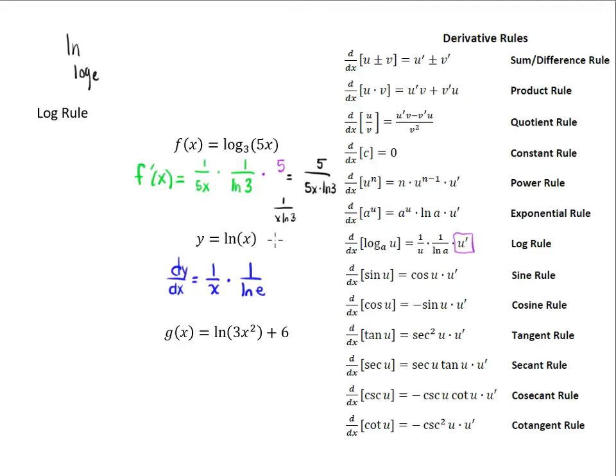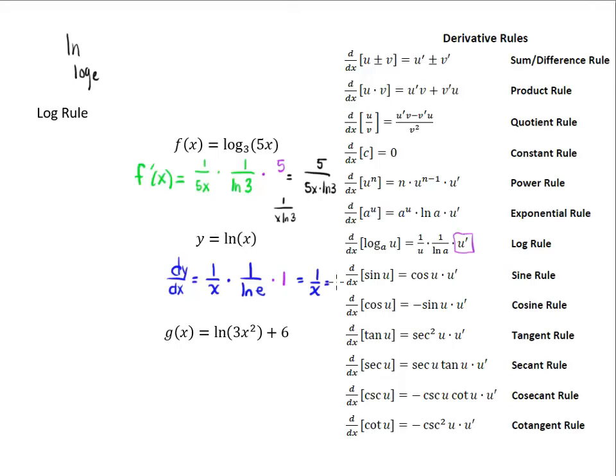Well, the derivative of x with respect to x is 1. As we clean this up, timesing by 1 doesn't do anything. Natural log of e is also equal to 1. So we have 1 divided by 1 is 1. So our final answer here is 1 over x. So the derivative of the natural log of x is 1 over x.